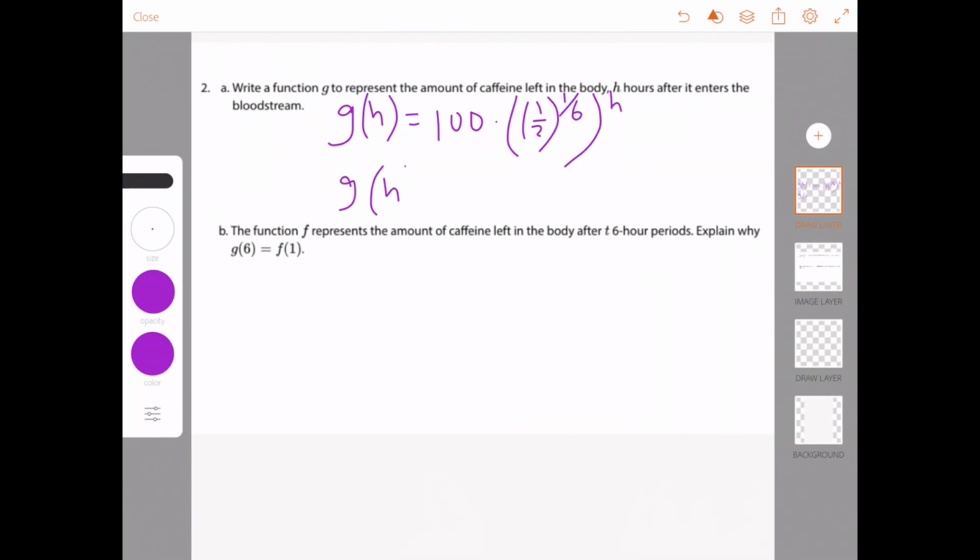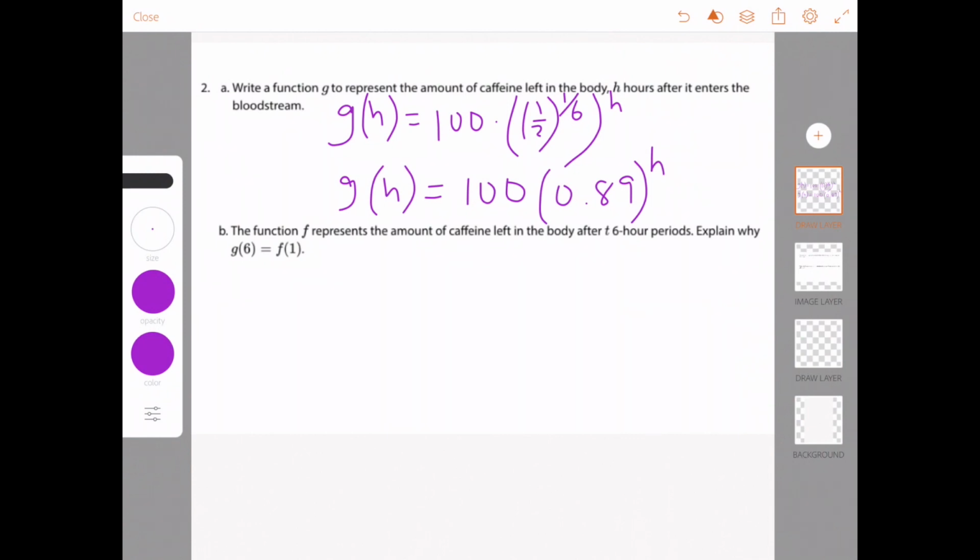So to simplify this, just plug 1/2 to the power of 1/6 into your calculator and replace that value there. You'll get 0.89 to the power of h. Now I want to point out that you could use this equation to figure out the half-life as well, over that 6-hour period, by just plugging in 6 for that h value.